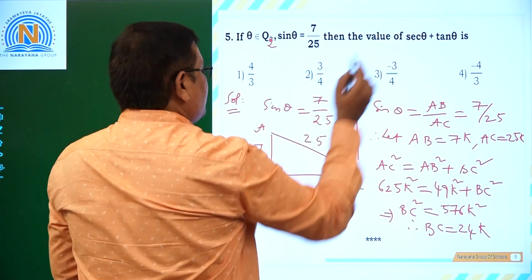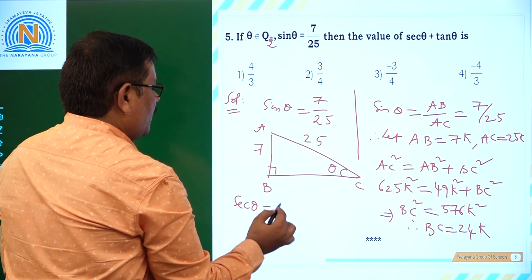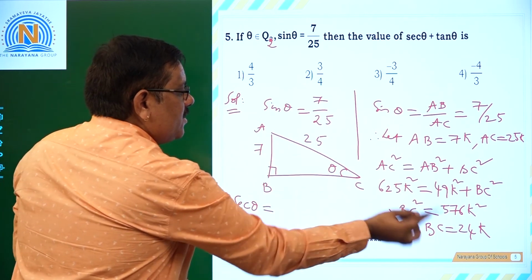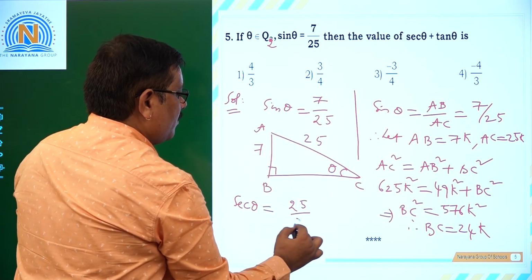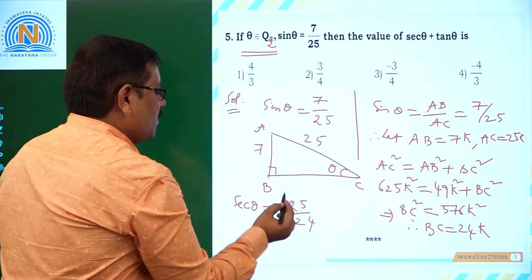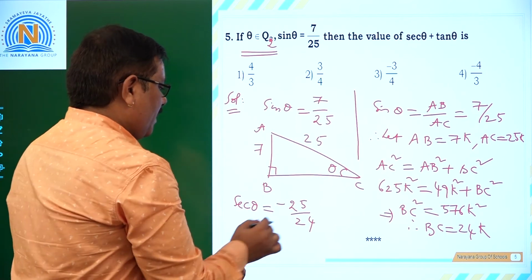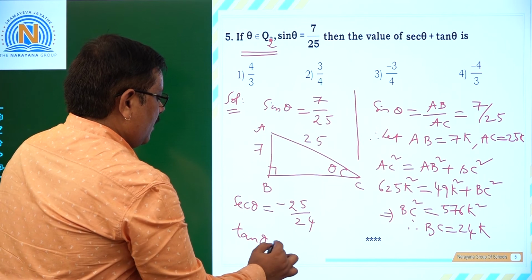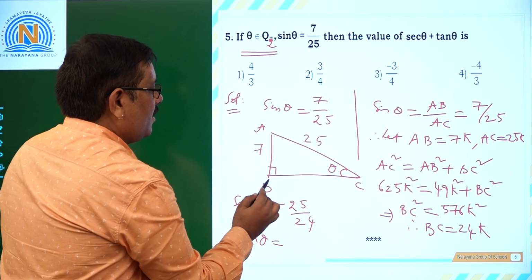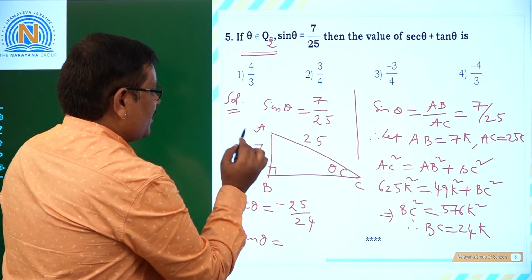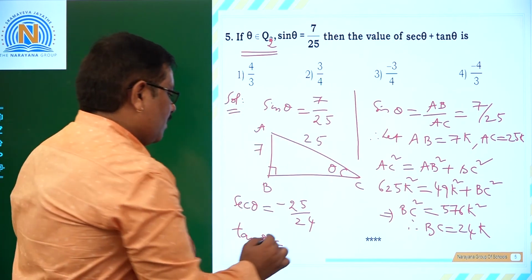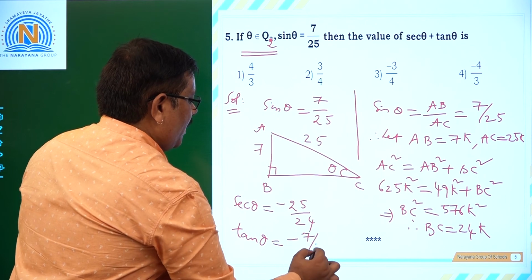Now we want secant theta plus tan theta. Secant theta, according to the diagram, secant theta is hypotenuse by adjacent. That is 25 by BC 24. 25 by 24. But theta is in quadrant 2. As theta is in quadrant 2, secant is negative there, so we have to take minus 25 by 24. Similarly, tan theta. Tan theta, if you take according to diagram, it is opposite by adjacent. That is 7 by 24. But still, theta is in quadrant 2. In quadrant 2, secant is negative as well as tan is negative. So that is minus 7 by 24.